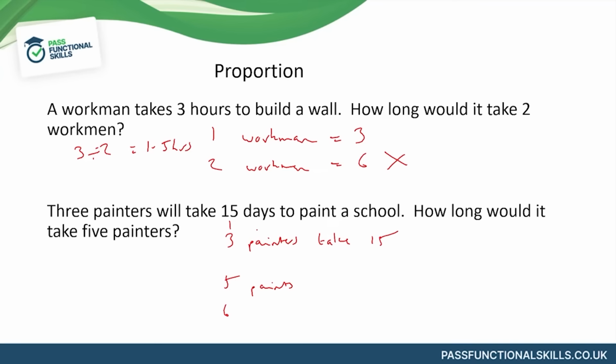Well, what I'm going to do is work out how long it would take one painter. So if it takes 3 painters 15 days, then one painter is going to take 3 times as long. So 3 times by 15 is 45. So one painter takes 45 days. So if one painter takes 45 days, then 5 painters, well that is 5 times more people doing the work, so it's going to take 5 times less time. And 45 divided by 5 is 9. So 5 painters will take 9 days.